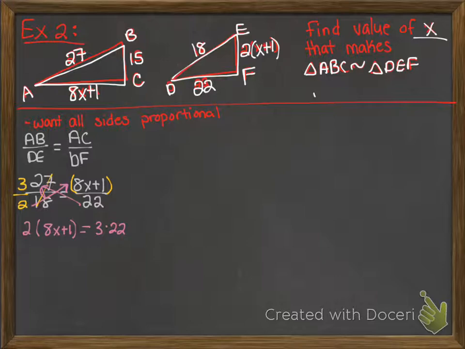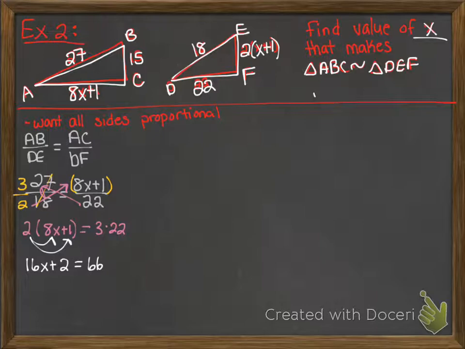How do I solve this equation? Good. I'm going to do my distributive property, which is 16x plus 2, and then equals 66. And then you're going to subtract. Perfect, and you get 64. Good.